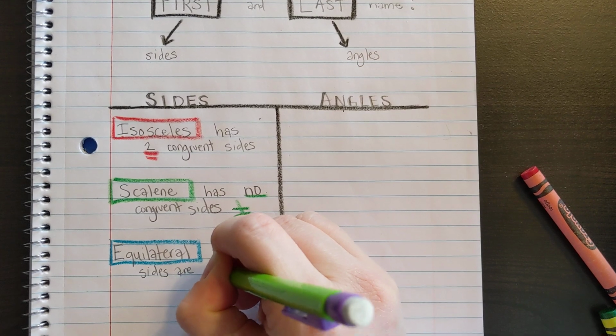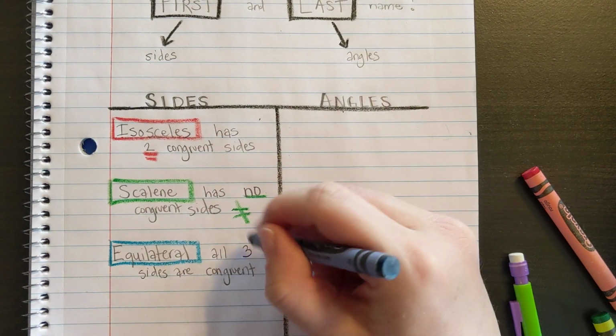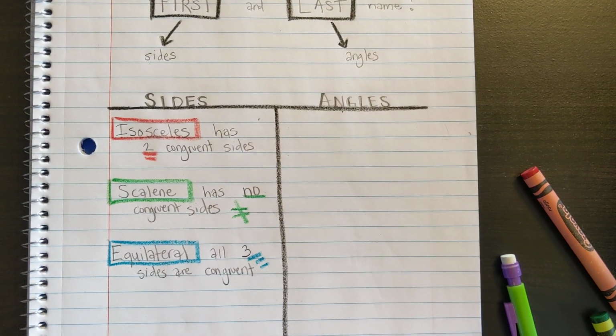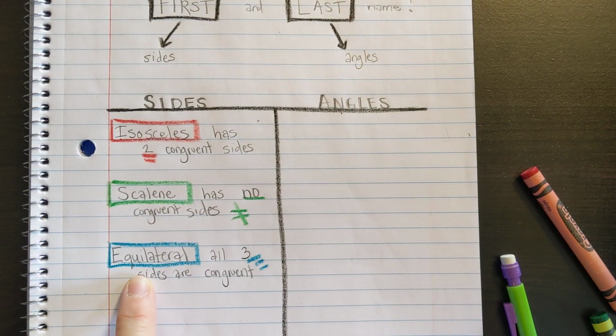All three. So we're going to go 1, 2, 3. All three sides are congruent. Okay, that means they're all equal. So a triangle can have a first name of isosceles, scalene, or equilateral.